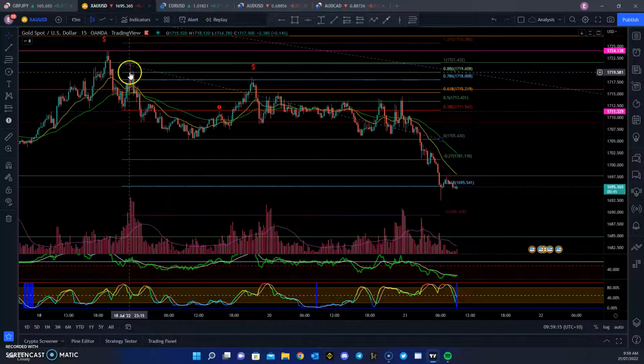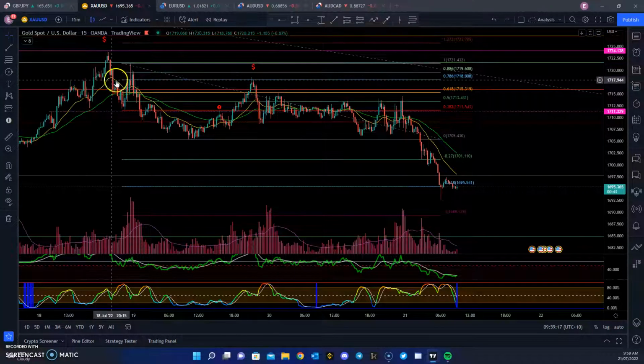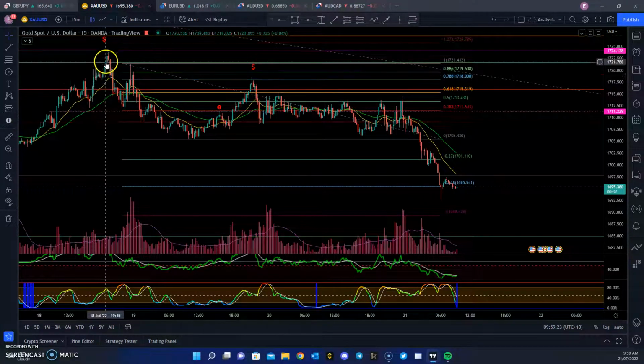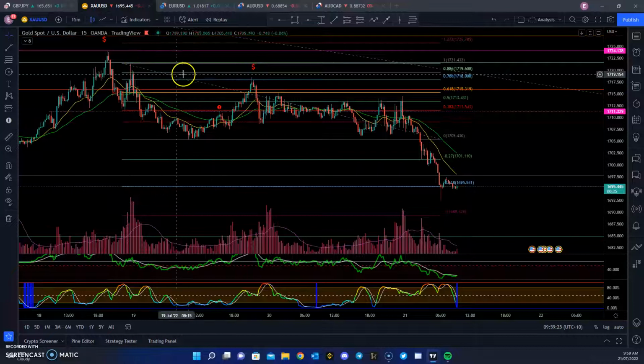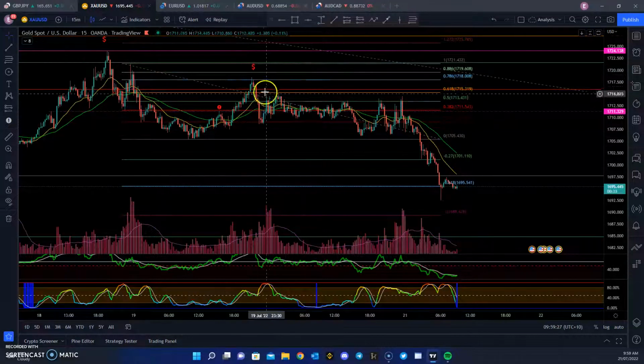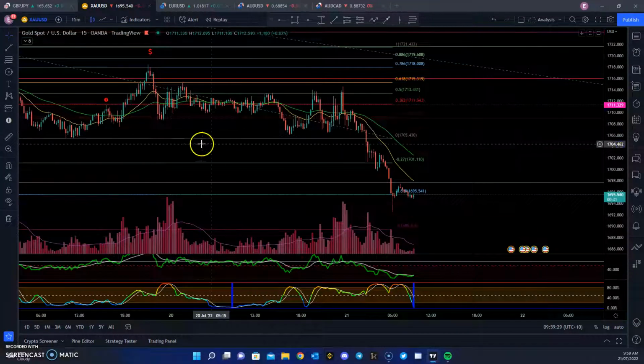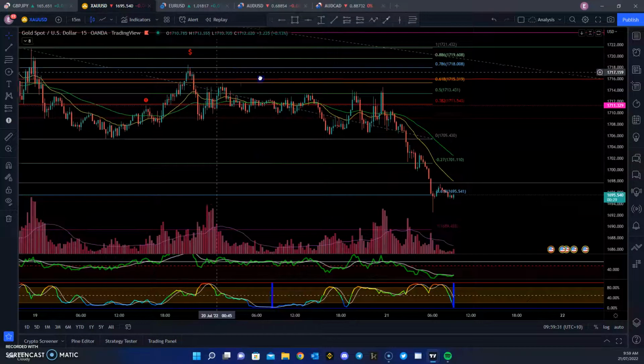The 886 is obviously significant as well, but I actually do like this more because we use this as support here. We use it as resistance here, broke above it, use it as support, broke. It's a very important level. So, if we're on the 15 minute, where would you enter?